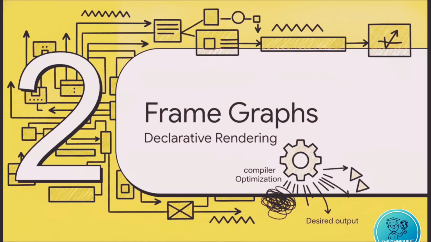Which brings us to Section 2, frame graphs, declarative rendering. What is truly revolutionary here is how frame graphs treat rendering like a smart compiler optimization problem, rather than a rigid, manual pipeline. Instead of micromanaging the GPU and telling it exactly how to do every little thing step by step, you just describe what you want the final frame to look like. Then, the engine figures out the most optimal way to get there.